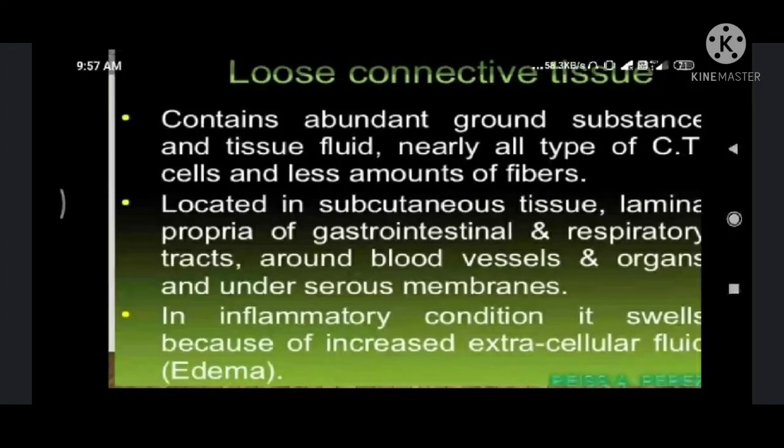Okay, let me tell you that dura mater is one of the coverings of the brain: pia mater, arachnoid mater, and dura mater.